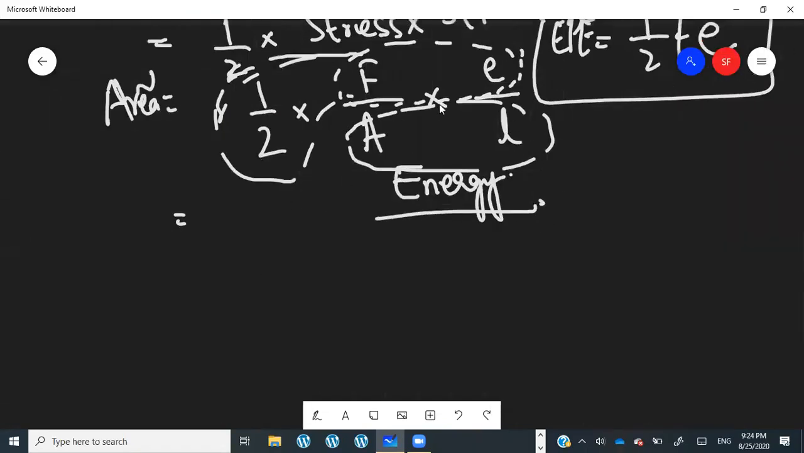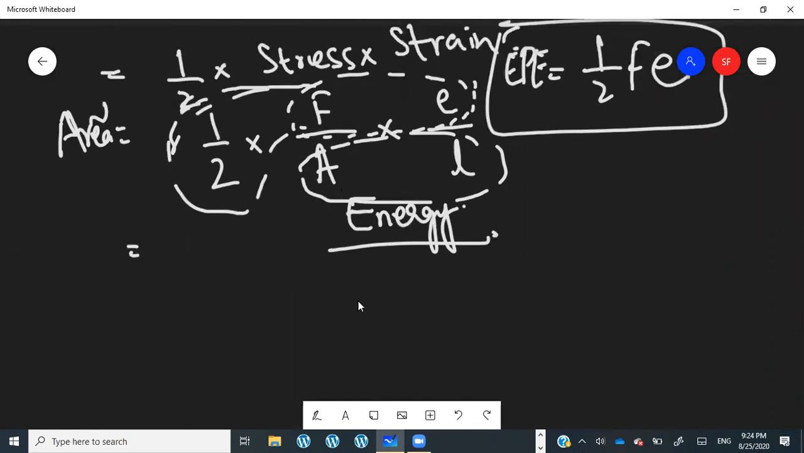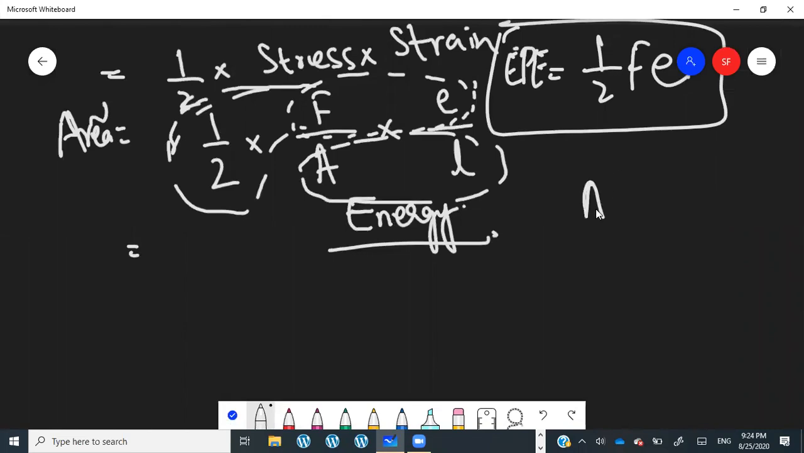Yeah, half Fx, this entire quantity, is the elastic potential energy. Yep. Spring. And area into length. What is area into length?